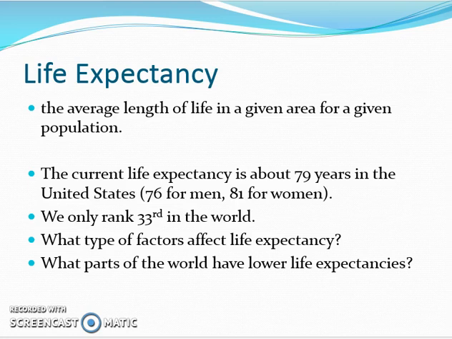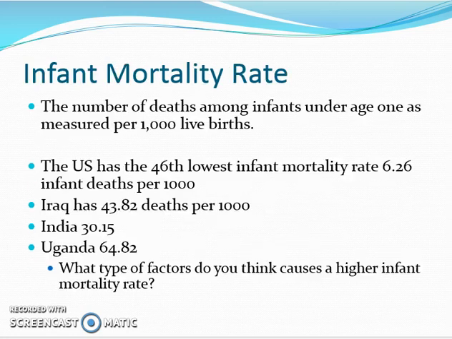And those countries often have high infant mortality rates, which is actually the next topic that we want to talk about. Infant mortality rate, the number of deaths among infants under the age of 1. So per 1,000 live births, how many of those babies make it to their first birthday? That's one way we can measure the health of a country or an area as well. And we're actually only 46th in this. Roughly just over 6 out of every 1,000 babies in the United States don't make it to their first birthday, unfortunately.